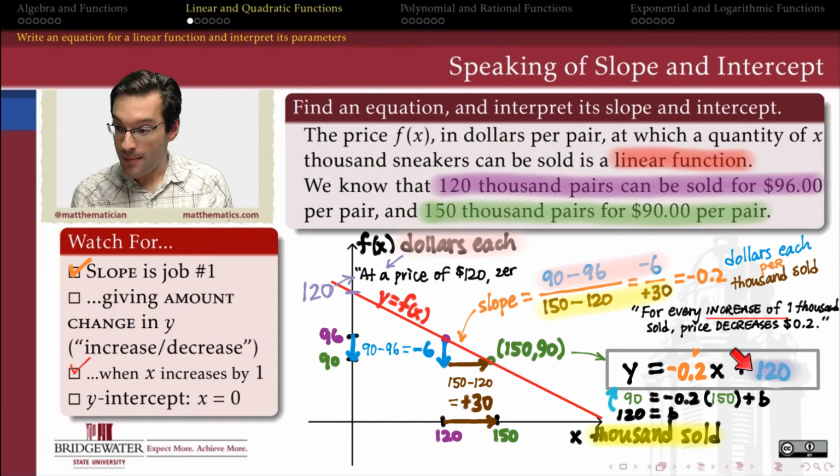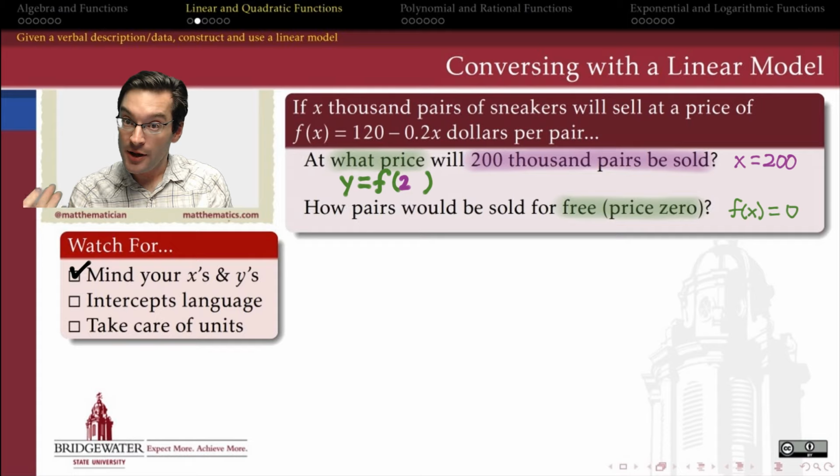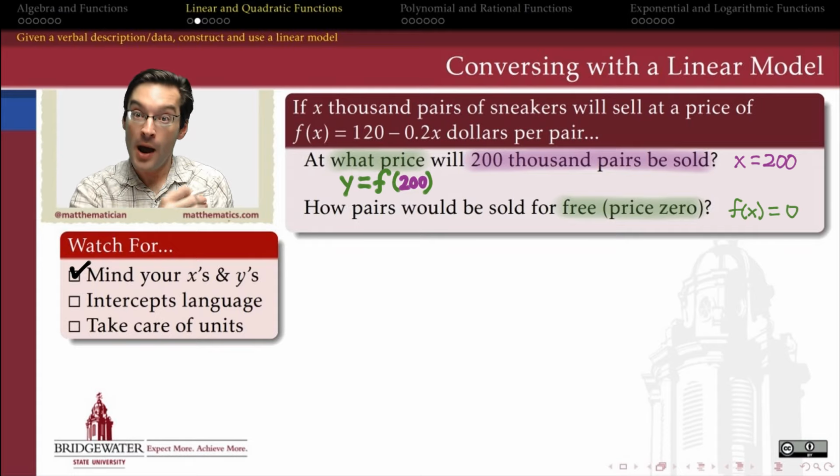Meanwhile, the intercept happens when the value of x is equal to 0. Here x is the number of shoes sold. So when I sell no shoes, I will sell no shoes at all if I charge a price of $120 per pair. Anytime we have a linear model, we can get information into and out of it by either specifying an x and solving for y, or specifying a y and solving for x.